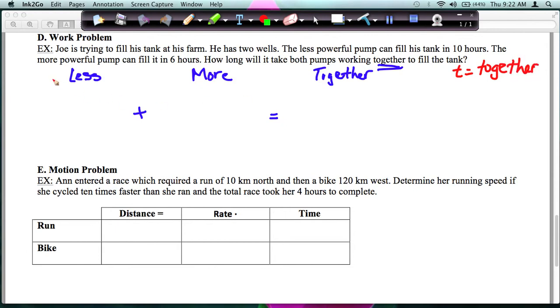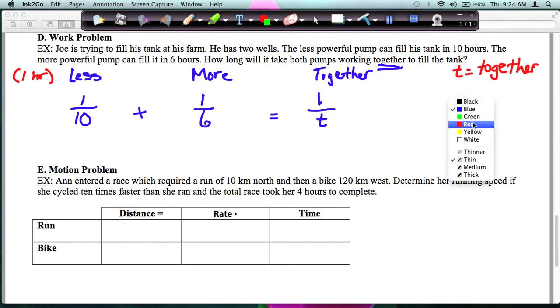Okay, and then what I'm going to look at is how much they complete in 1 hour for each one of these. So if it takes the first pump 10 hours, that means in 1 hour they've completed 1/10 of the work. The second pump, if it takes 6 hours, that means in 1 hour they completed 1/6 of the work. And they're working together, so we total the amount they complete, and this should equal the amount they complete together in 1 hour. I don't know that time, we called it t, but the amount they complete together would be 1 over t. So this is the problem I'm now solving.